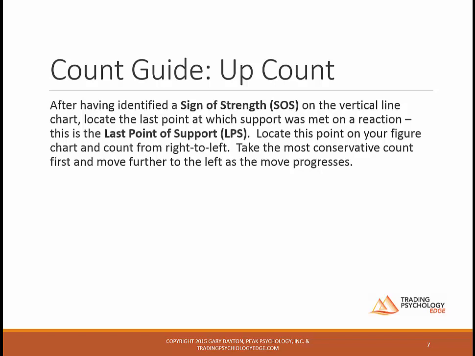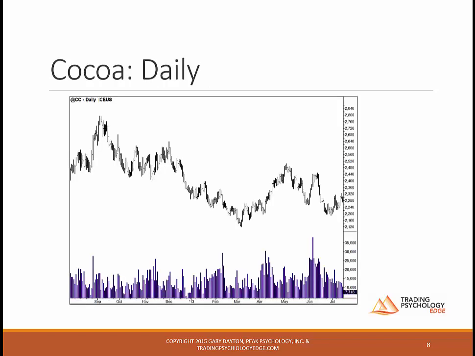So first thing we need to do is identify a sign of strength on the vertical line chart. Then we're going to be looking for a reaction after that sign of strength, and then see support come in on that reaction. That's what we call the last point of support. That's where we take our count from. Okay? And as I say, we're going to use cocoa here from a couple of years ago, and we're just going to start with this.